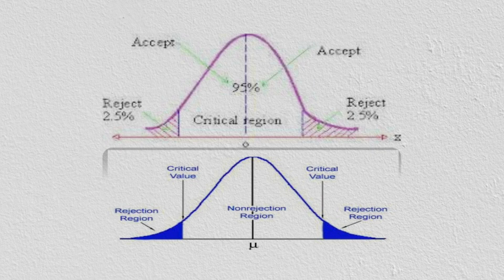If you see the critical value, this is the rejection region, this is the critical value, and this is the non-rejection region, and mu is here. This is the thing by which we are going to interpret whatever we have. So, measuring effect size.